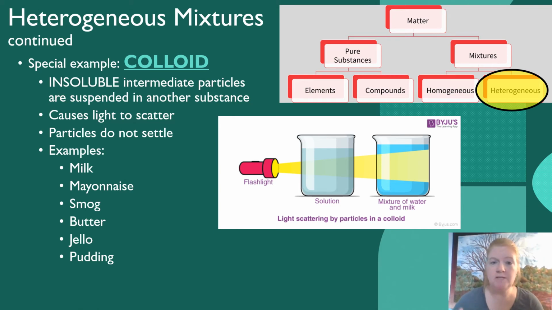Okay, one special example of a heterogeneous mixture is a colloid. In a colloid, there are these intermediate insoluble particles. So these small particles might appear as though they're dissolved, but they're not. And we know the difference between a solution and a colloid, because you can see in this illustration, a solution does not scatter light, but a colloid will because of those little particles. Examples include milk, mayonnaise, smog, butter, jello, pudding. Again, they may appear to be homogeneous, but they are not, because they have these suspended particles.